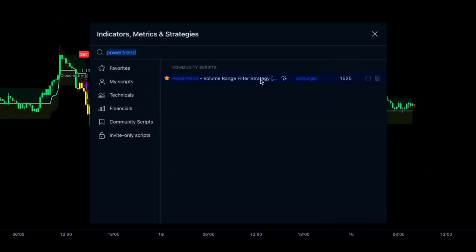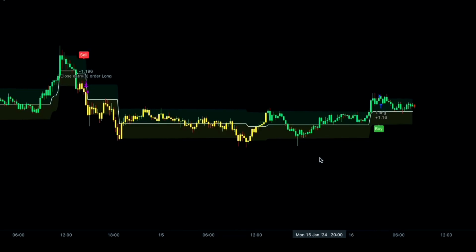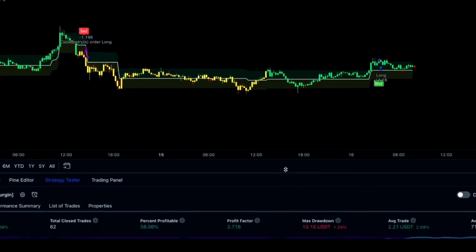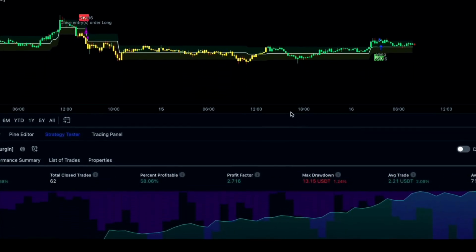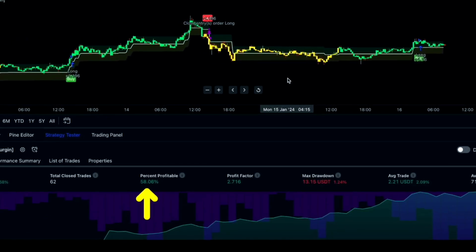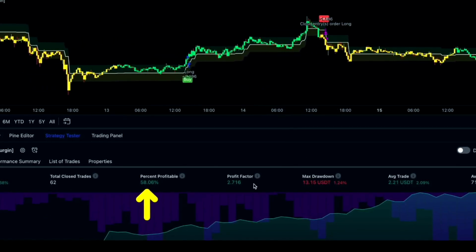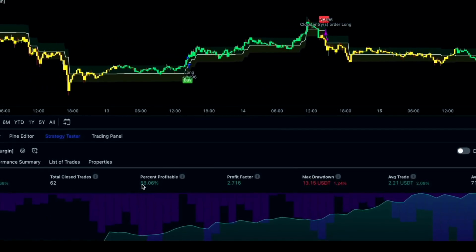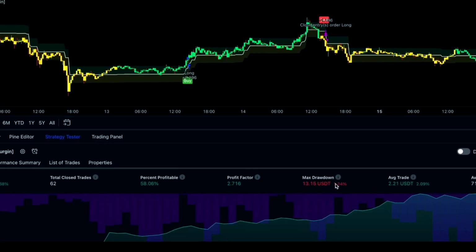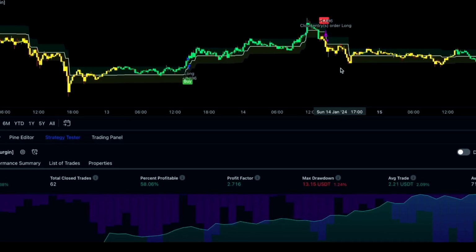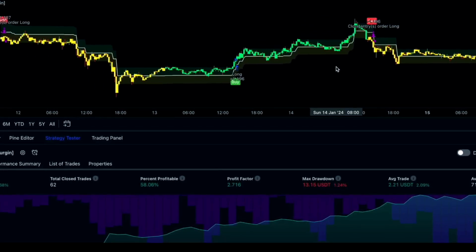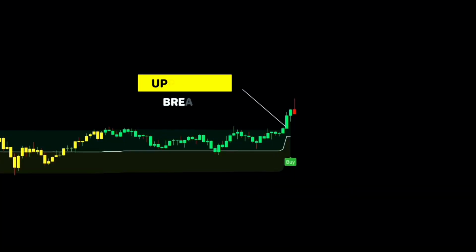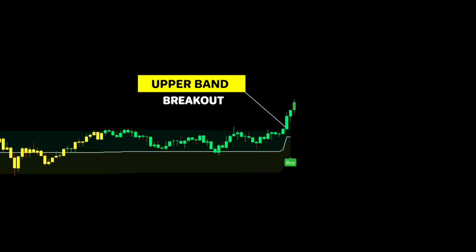Next on the list is the Power Trend Volume Range Filter by W.B. Bergen, an excellent tool for traders who focus on trending markets with high volume. Designed specifically for assets like stocks, crypto, and forex, this indicator shines on medium to higher time frames, such as the 15-minute chart. The Power Trend Filter takes a price and volume approach to trading, giving you a clear signal when an asset breaks out of its range and enters a new trend.